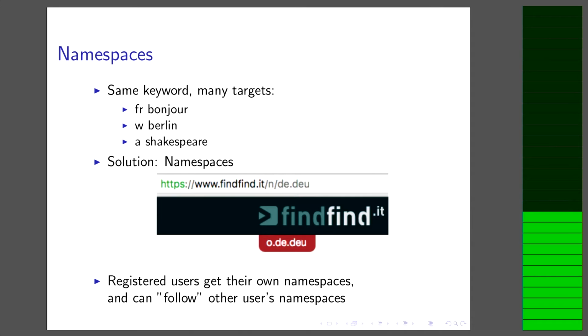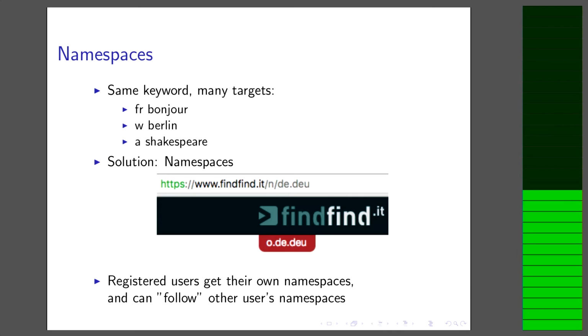We have the same keyword and many possible targets. For instance, if we type in FR bonjour, we want a French dictionary, but which one? French German, French English, French Swedish. Or if you type in W Berlin, we want a Wikipedia article of Berlin, but the German Wikipedia, English Wikipedia. Or A goes for Amazon, but which Amazon? British Amazon, US Amazon, and so on.